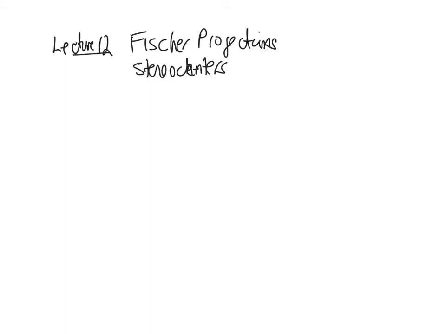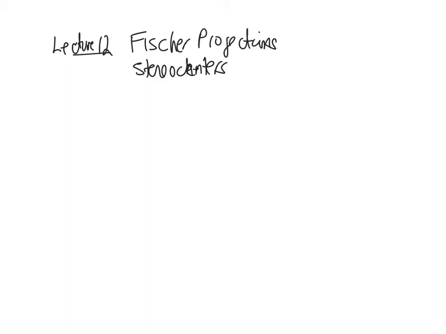Fischer projections were started by Emil Fischer, and he was studying the stereochemistry of sugars. Some sugars contain as many as 7 asymmetric carbons. And so this is a way, a perspective, to see the different stereocenters when you have asymmetric carbons.